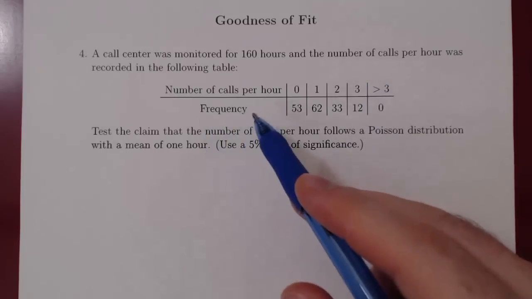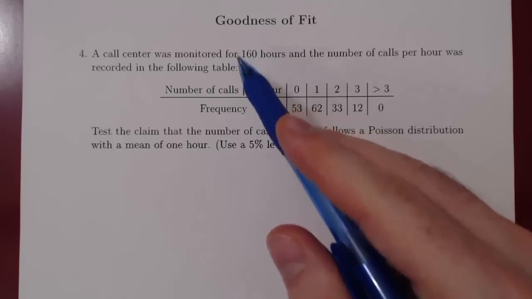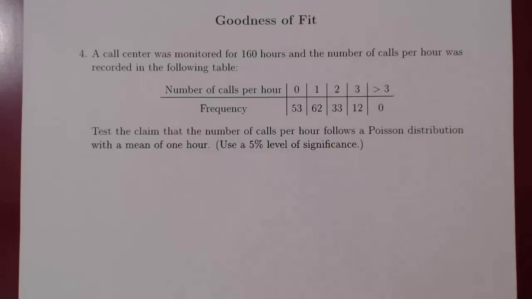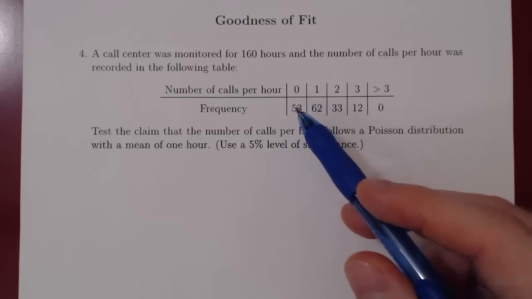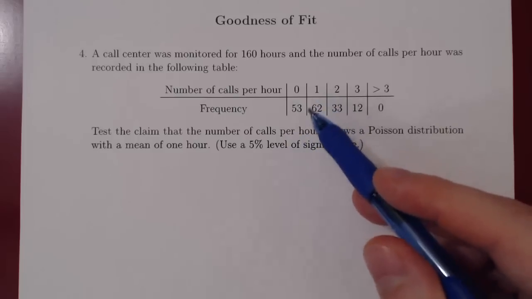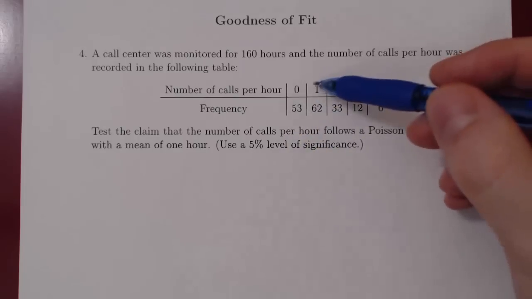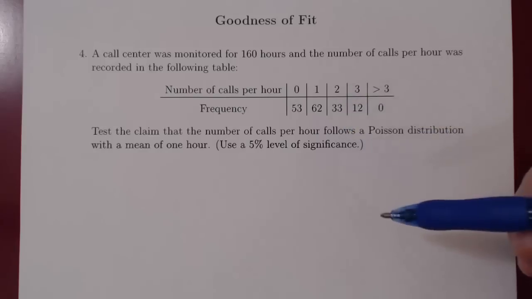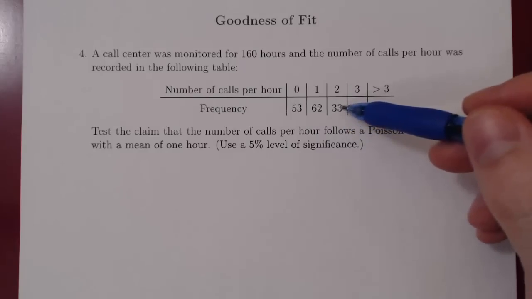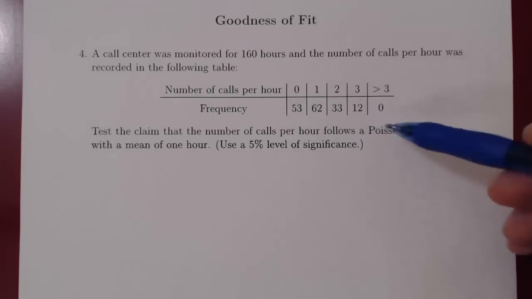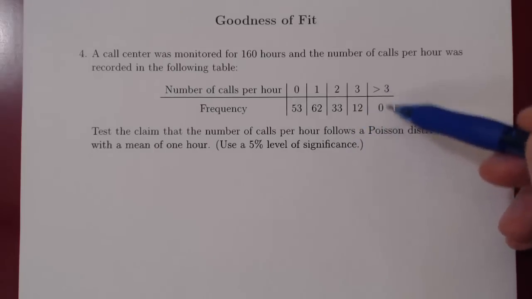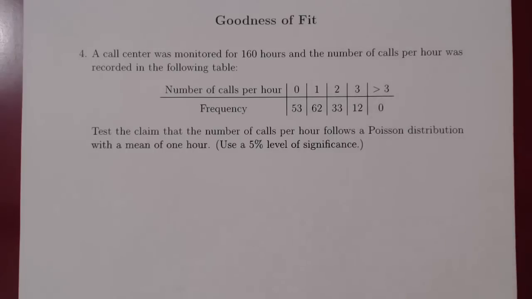And now we have the observed frequency. We observed over 160 hours, 160 one-hour time intervals. So we have 160 observations. For 53 intervals of 1 hour, we observed 0 calls. For 62 one-hour intervals, we observed 1 call. For 33 one-hour intervals, we observed 2 calls. For 12 one-hour intervals, we observed 3 calls. And we never observed more than 3 calls per hour.